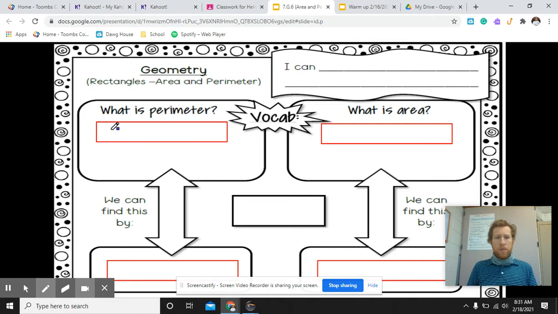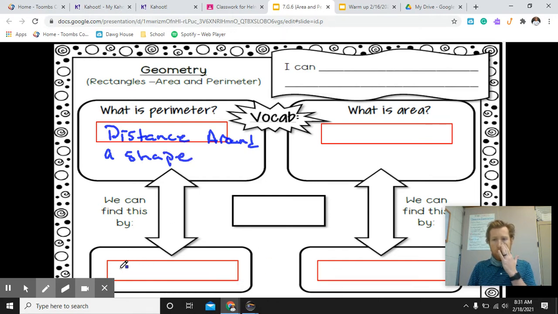Perimeter. This is something you already know. This is the distance around a shape. And no matter what, quadrilateral or triangle, how we do this is by adding all sides.